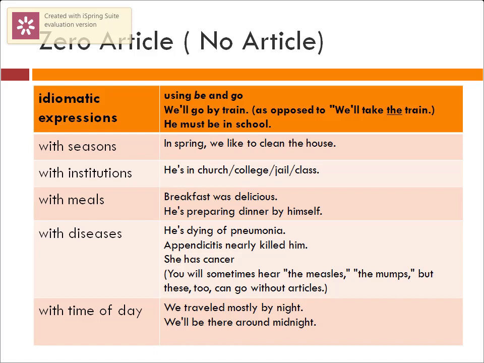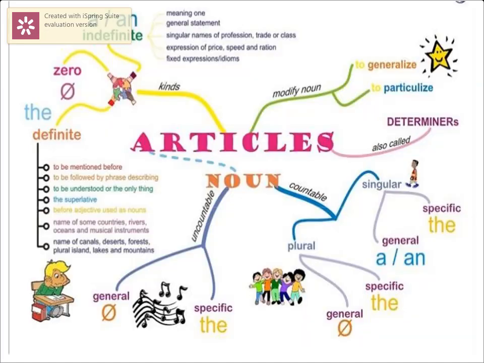With meals, we do not use any articles before the names of meals like breakfast or lunch, or the names of diseases, or when we talk about a particular time of day like midnight or by midnight. Though we use the article the when we refer to a period of time like in the morning or in the evening.